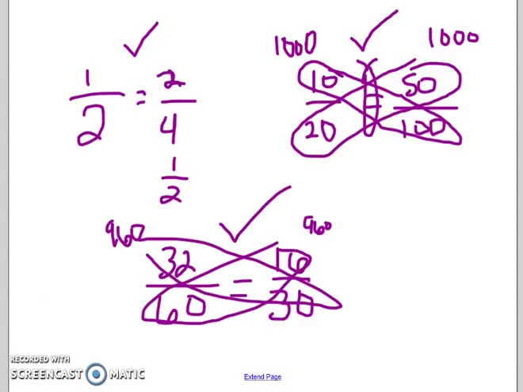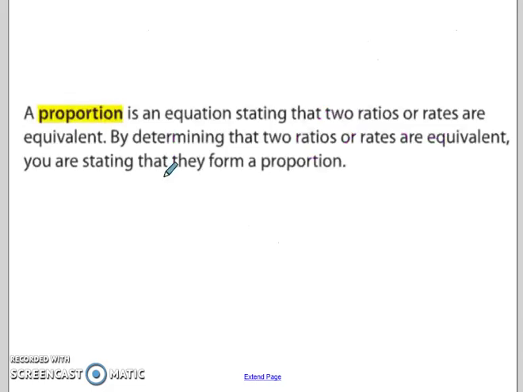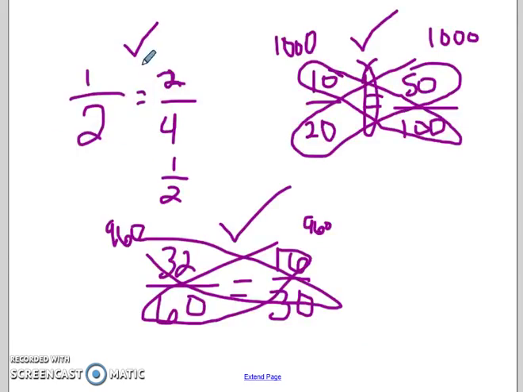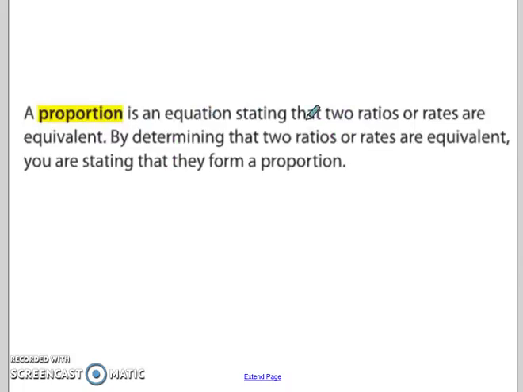Now let's go ahead and look at what the word proportional means. A proportion is an equation. Now let's look back at these. Is this an equation? Well, if we know anything about equations, equations need to have equal signs and numbers on either side of the equal sign. So is this an equation? Yes, it is. A proportion is an equation stating that two ratios or rates are equivalent.